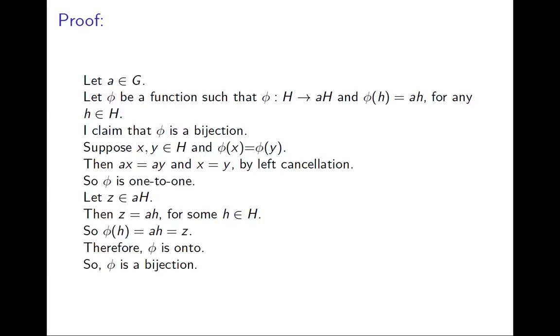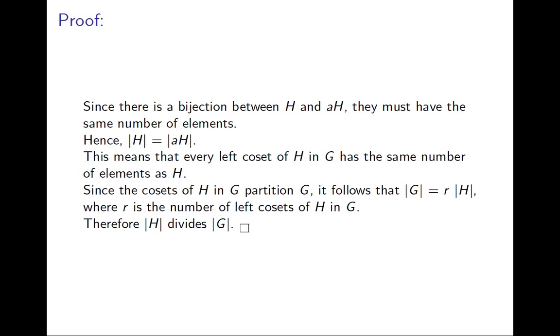Now let z be in aH, which is our codomain. Then z equals ah for some h in H. That's by definition of our function. So phi of h equals ah, which equals z. Therefore, phi is onto. So phi is a bijection. Since there is a bijection between H and aH, they must have the same number of elements. Hence, the order of H equals the order of aH. This means that every left coset of H in G has the same number of elements as H.